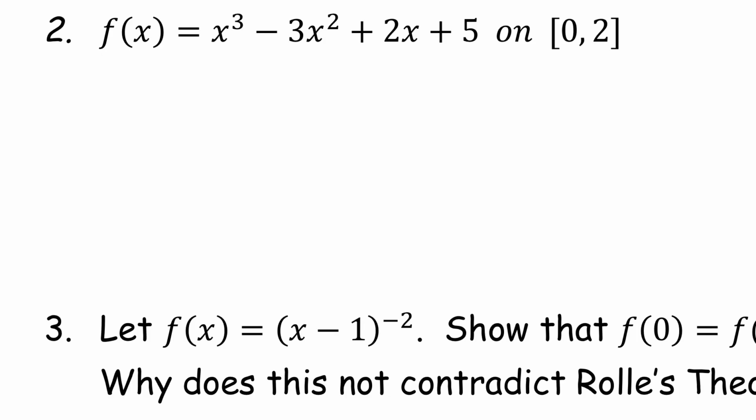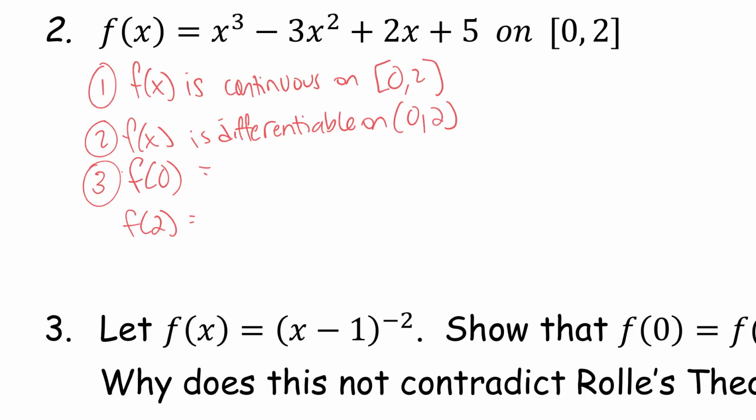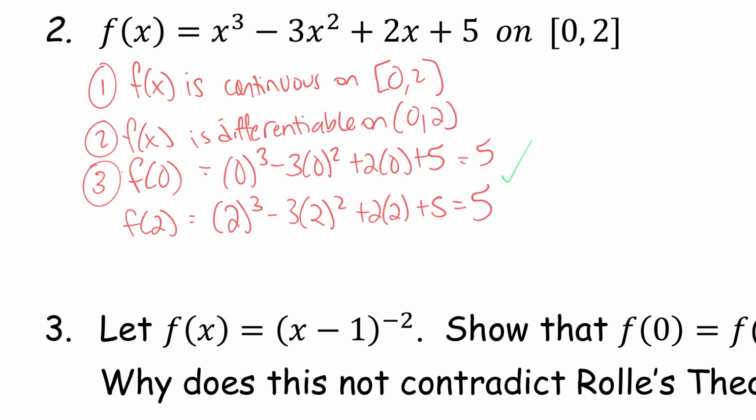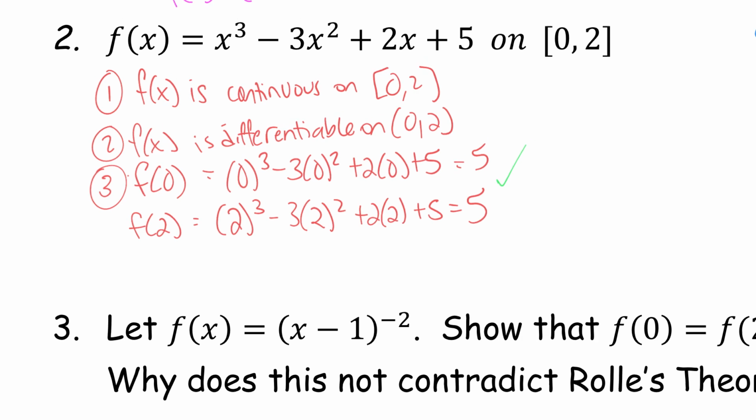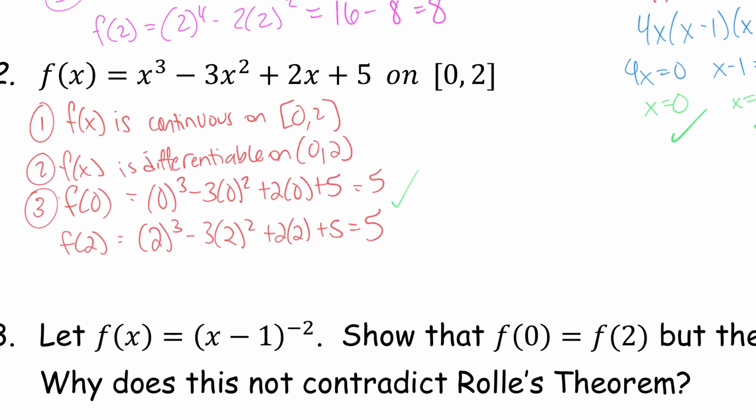Okay, problem number 2. Our first 2 steps are good: we are continuous and we're differentiable because this is a polynomial. Then we want to check that f of 0 and f of 2 need to be the same y value. I got 5 for both of these, which is good. So now let's take a look at the derivative.